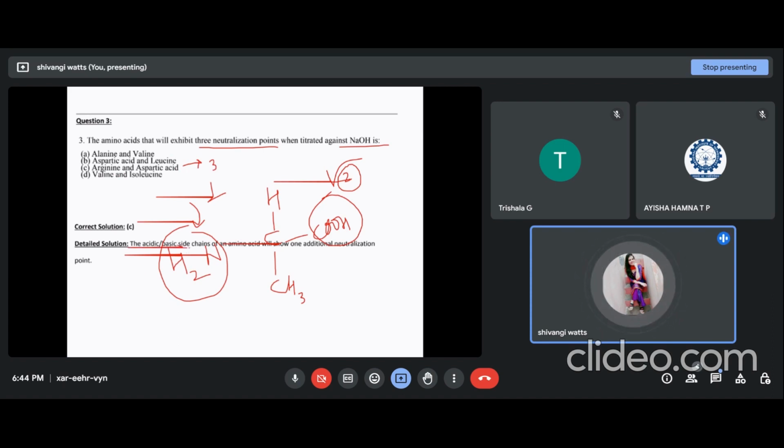You have to remember, in the side chain you have to see the acidic and basic side chain of an amino acid will show one additional neutralization point. So option C is the right option. Fine. Are you understanding? Arginine has a basic side chain, and aspartic acid has an acidic side chain. So these two are the amino acids which will show three neutralization points.